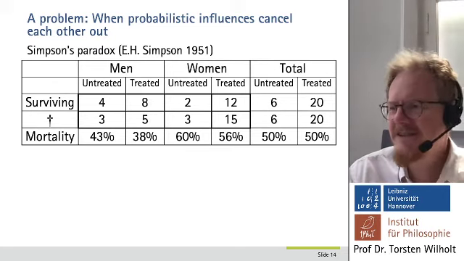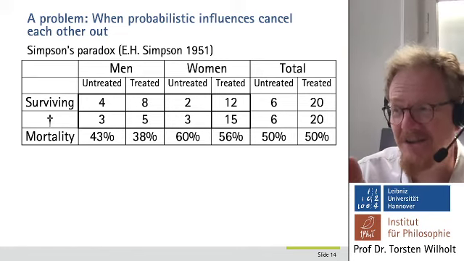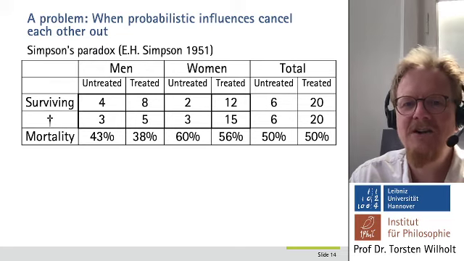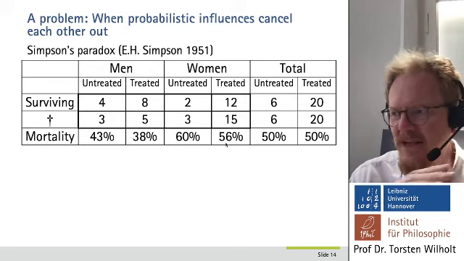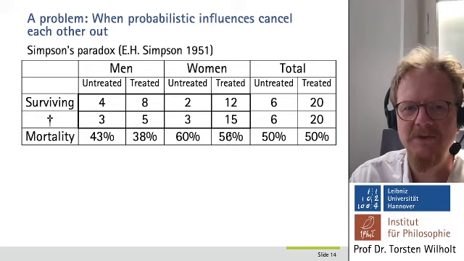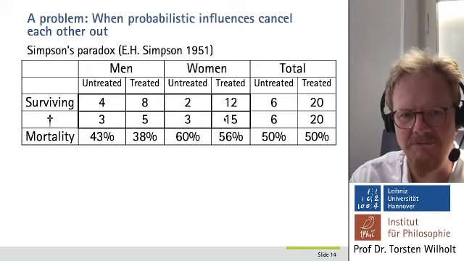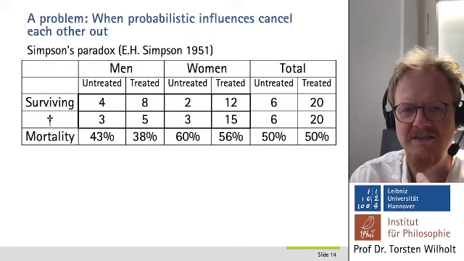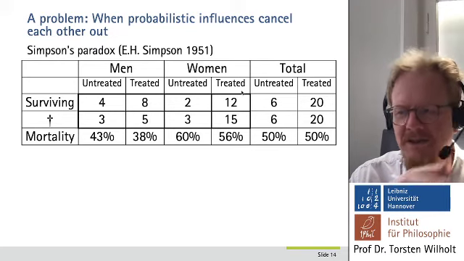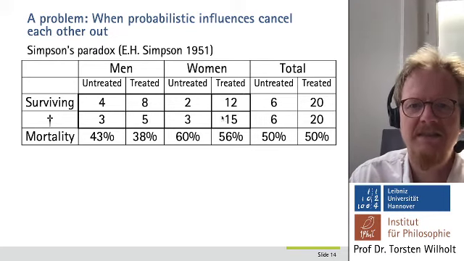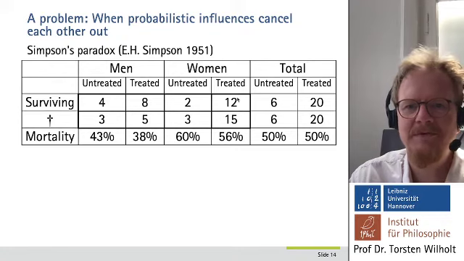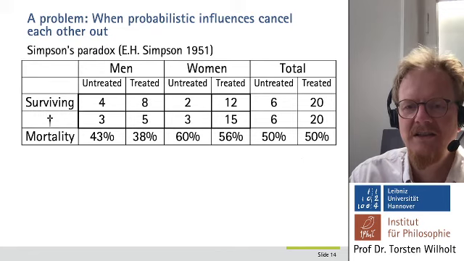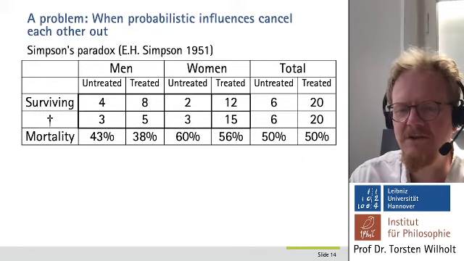This is possible. The numbers illustrate that this is possible, intuitively a little bit. This is possible because of the different base mortality in women and men, and because of the different numbers. So there are more women, who generally have a higher mortality for this disease, included in our numbers, and therefore it ends up canceling each other out. So these effects are possible, and this is called Simpson's paradox.